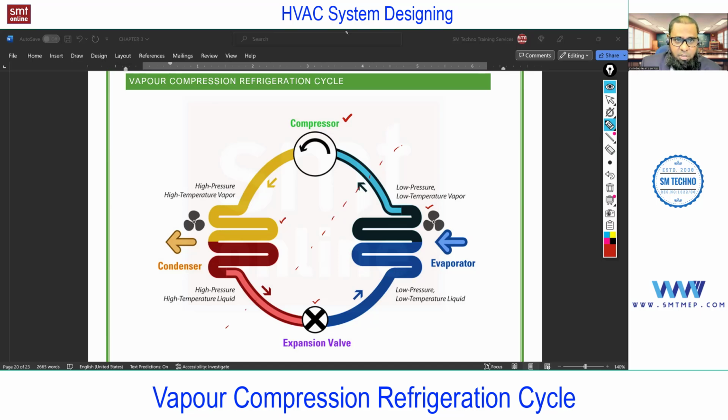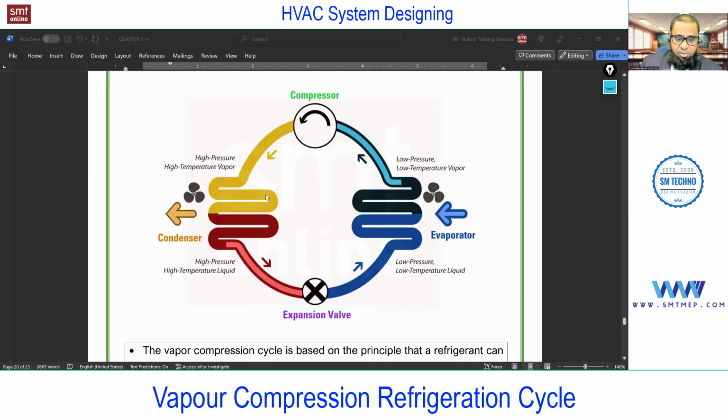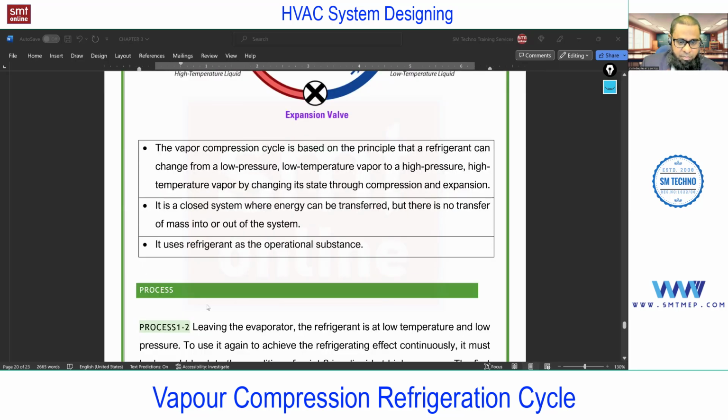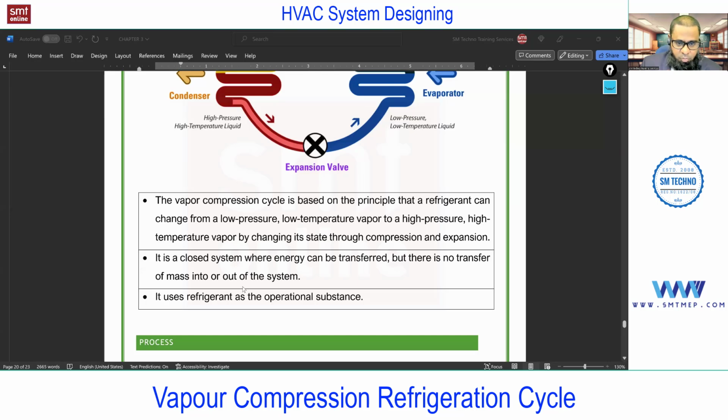Now, with respect to the theory which I have given in the notes, let me mark the points first. You see the points are given, but before this, I added some more points. The vapor compression cycle is based on the principle that a refrigerant can change from a low pressure, low temperature vapor to a high pressure, high temperature vapor, changing its state through compression and expansion. We'll discuss how exactly. And remember, it's a closed system.